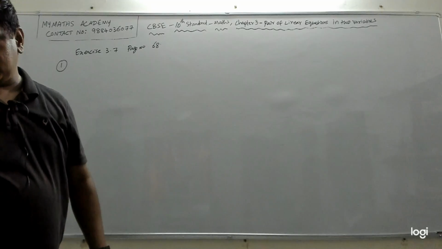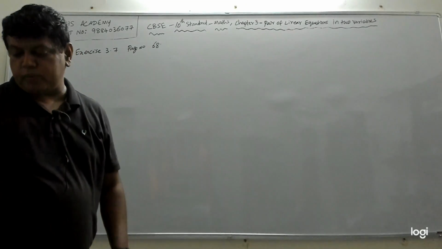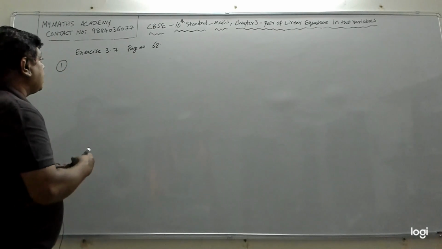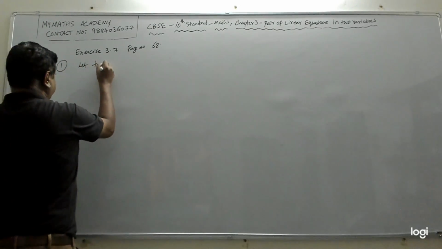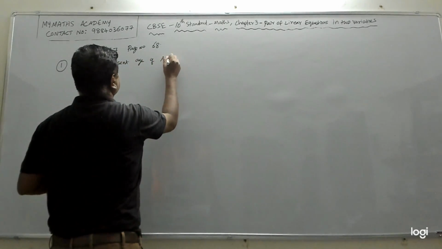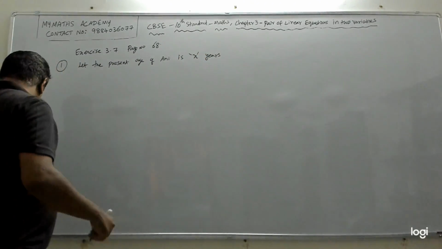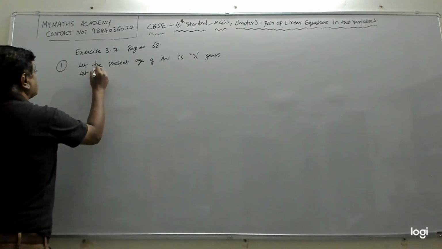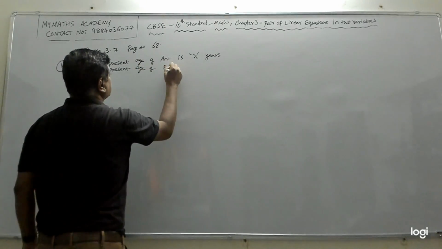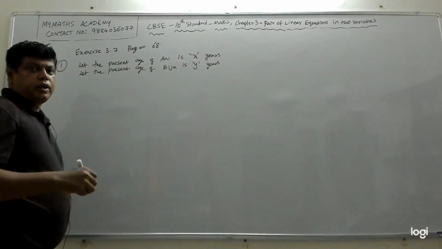So there are two friends, Annie and Biju. Their ages differ by 3 years. That is the first sentence in the question. We have to find the ages of Annie and Biju. We don't know their ages, so we will assume: let the present age of Annie be X years. Let the present age of Biju be Y years. Right? So what is given?